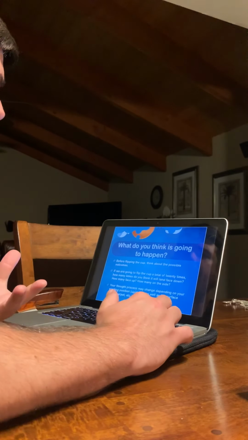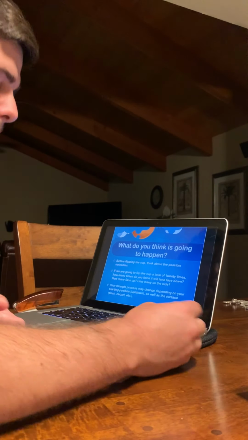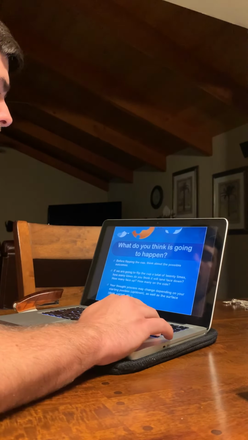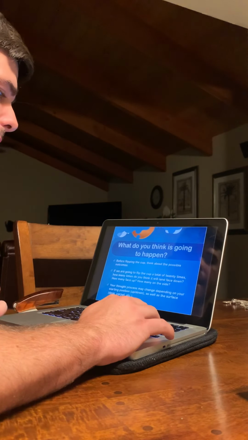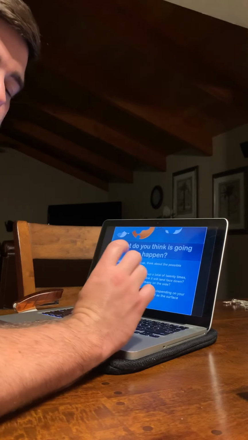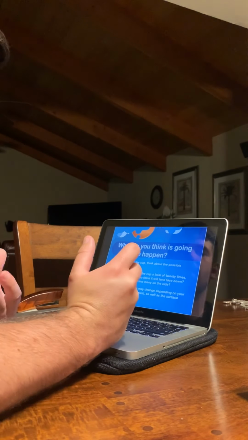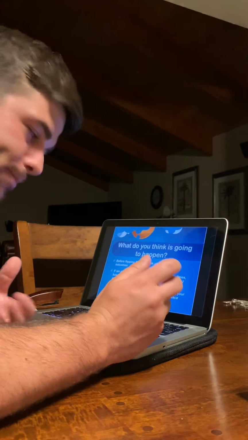So what do we think is going to happen? Before flipping the cup, think about the possible outcomes. Right side up, upside down, side. So if we're going to flip the cup a total of 20 times, how many times do you think it will land face down? And how many times do you think it will land right side up? And how many times do you think it will land on its side?